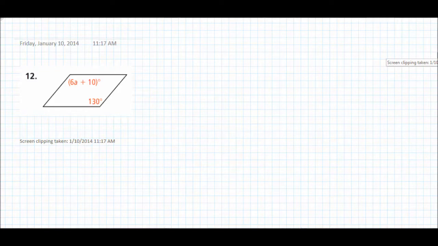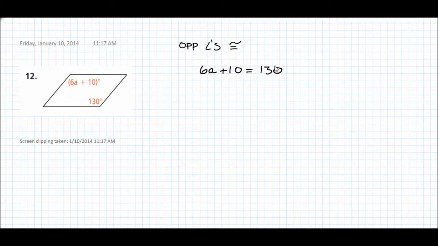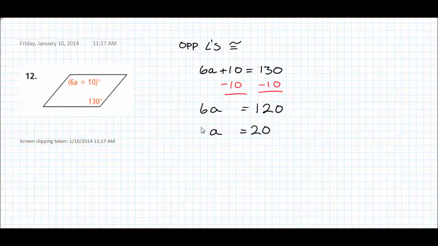Okay, going on, number 12. We've got an equation here, we've got a parallelogram. What do we remember about parallelograms? Opposite angles must be congruent. So we can set these two equal to each other. So we can say 6A plus 10 equals 130. Subtract 10 from each side, we get 6A equals 120. Divide each side by 6 to get A by itself, and we get A equals 20.